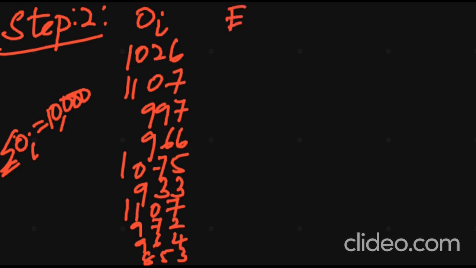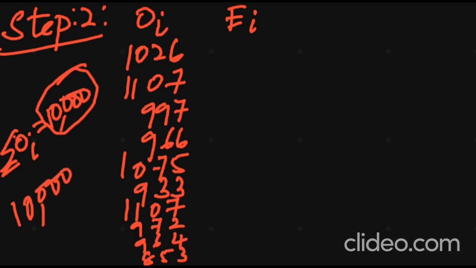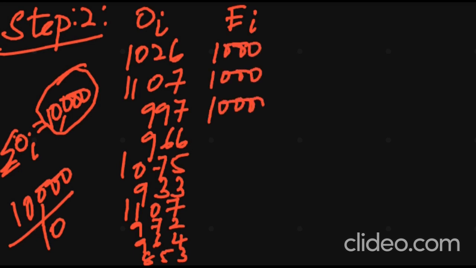Now we are going to find the expected frequency. Mathematically, how will you find the expected frequency? You divide this value, 10,000, by 10, because we have 10 observations. So you will get 1,000. So I am writing the expected frequency as 1,000 for each digit.